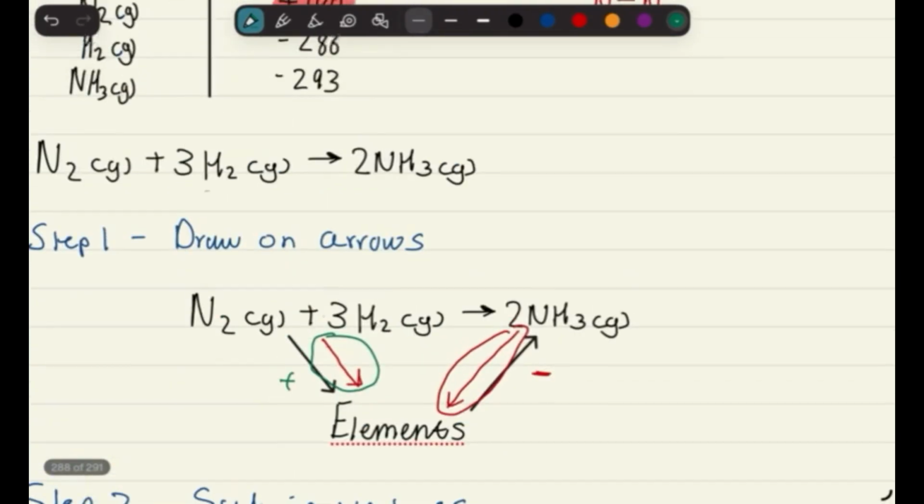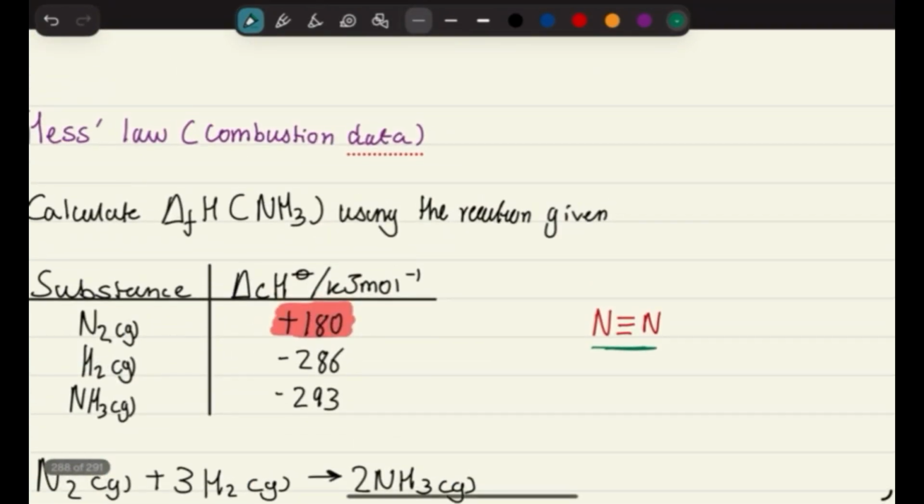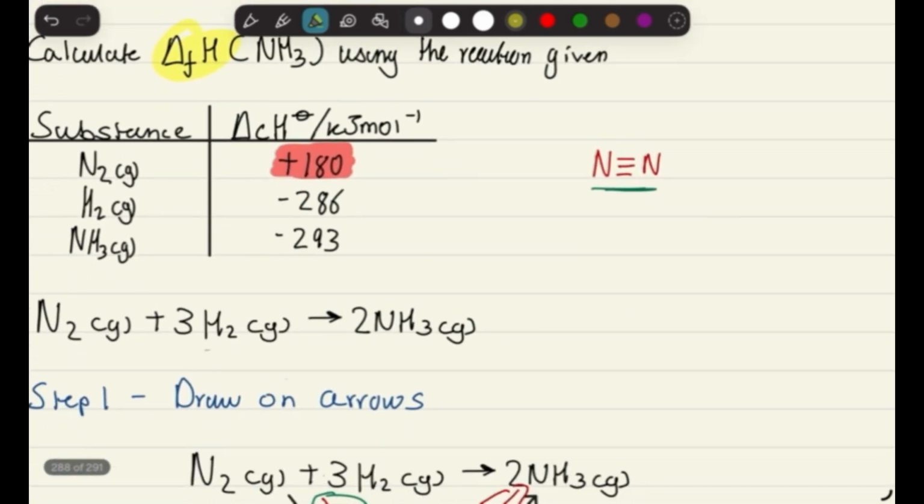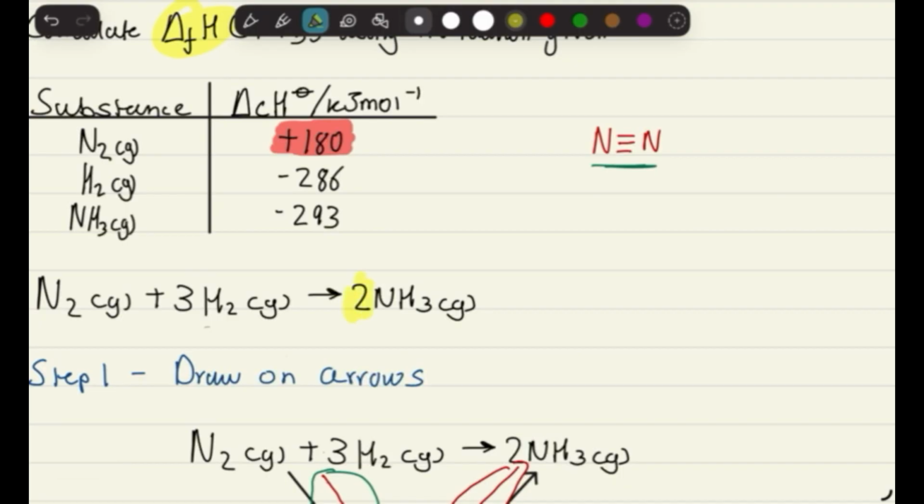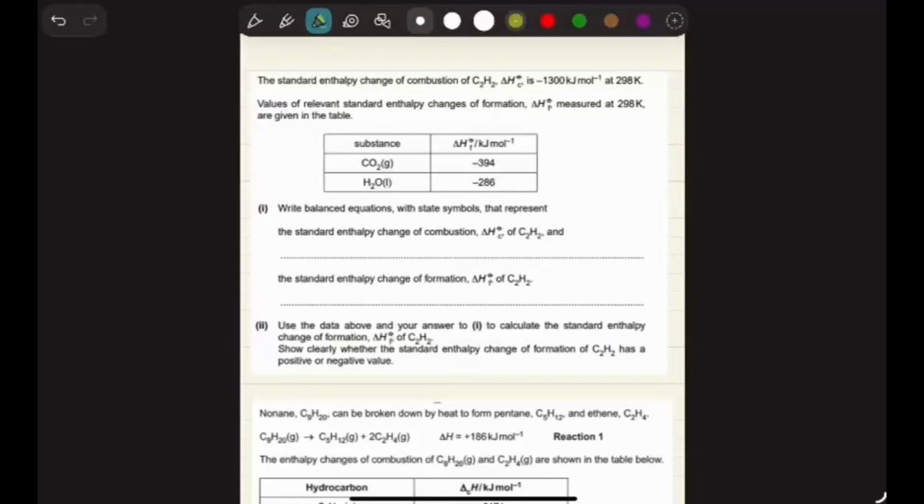Now, the last thing that I need to say is, why did we divide by 2 at the end? Well, the question told us to find the enthalpy change of formation, right? And what's the definition of enthalpy change of formation? It's the enthalpy change when 1 mole of the substance is produced from its elements. So because we're only making 1 mole, but in this question we had 2, you need to divide it by 2 at the end.